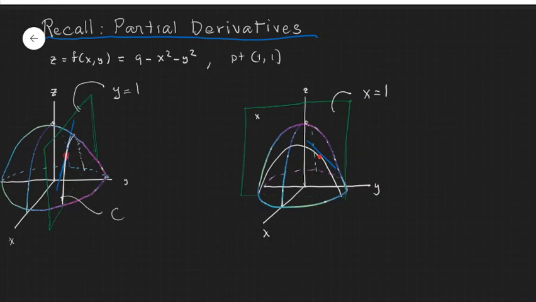Now, to compute the slope of the blue tangent line lying on the plane y equals 1, we simply compute the partial derivative of f with respect to x evaluated at (1, 1). Since the derivative is negative 2x and x is 1, we simply have negative 2.